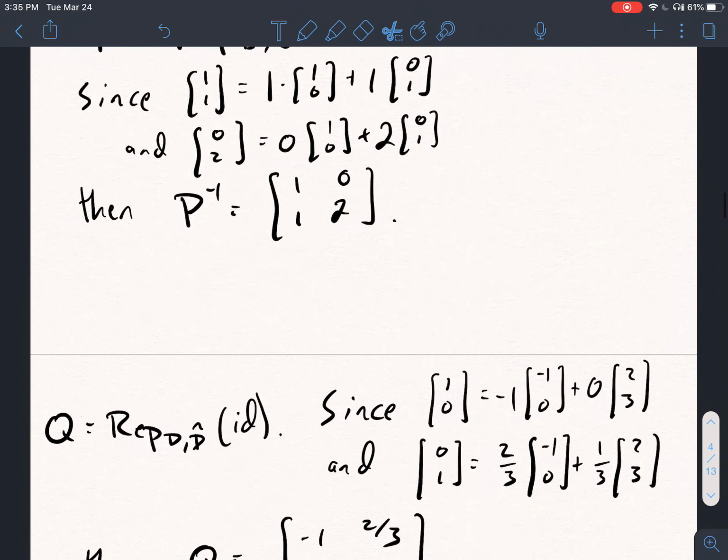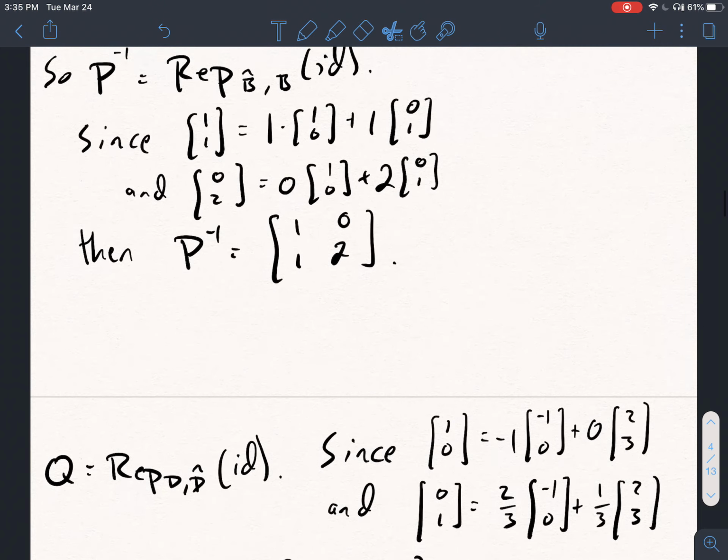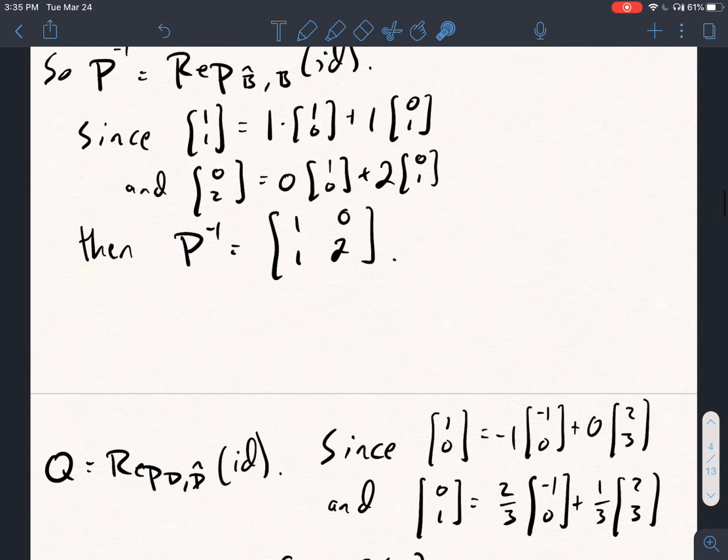Okay, so we found our P inverse. Let's find Q next. So Q is the representation of the identity with respect to D and D hat. So I take each vector in D and write it as a linear combination of the vectors in D hat. And I went ahead and did this for you. Because our standard basis is not on the right, this would a priori just be a little harder to do. So I write my standard basis vectors from D as linear combinations of the D hat vectors.